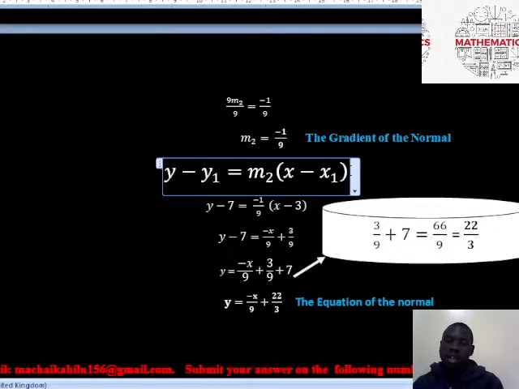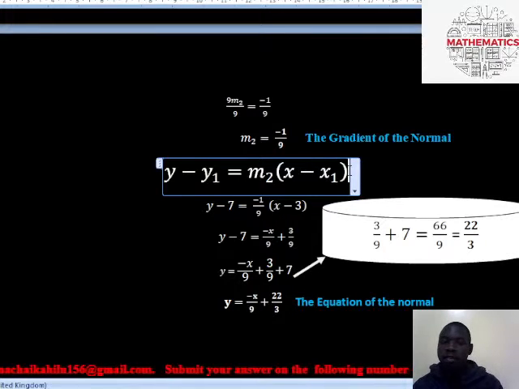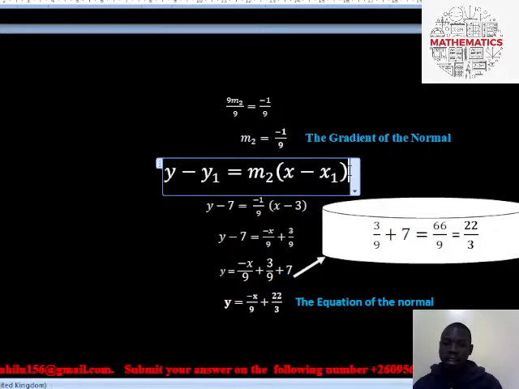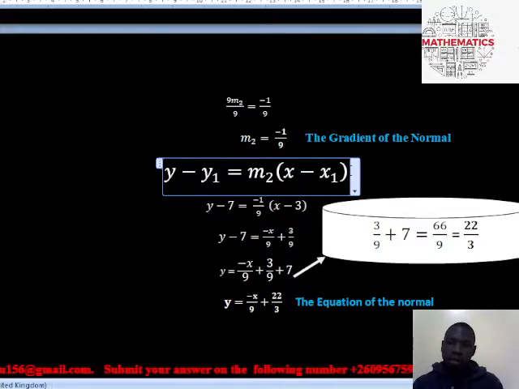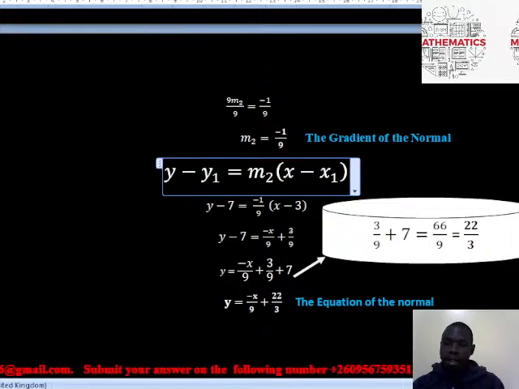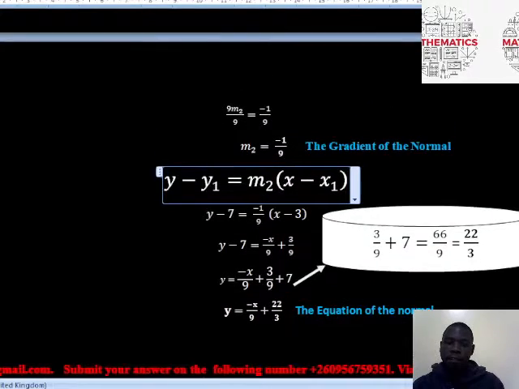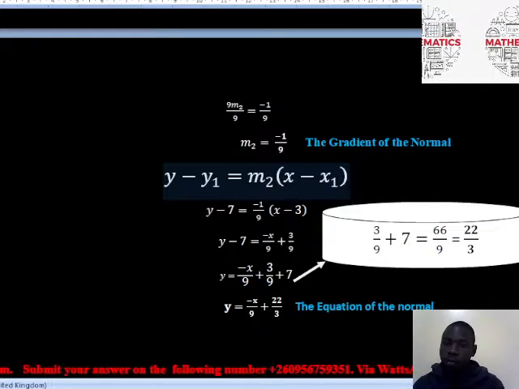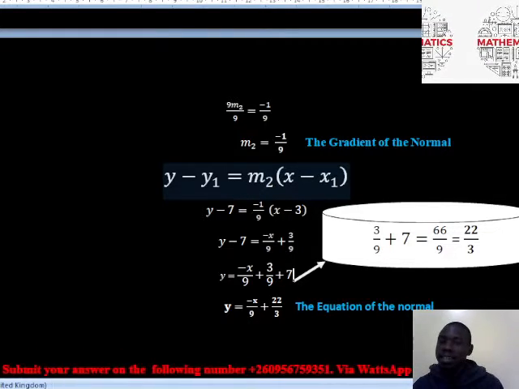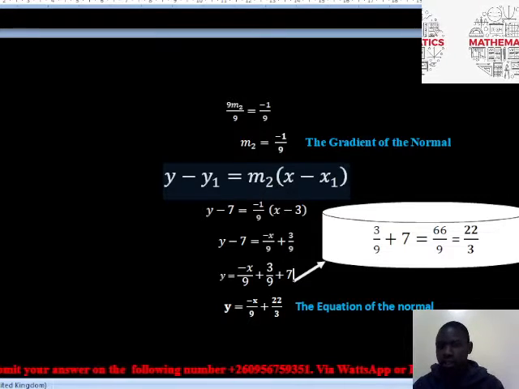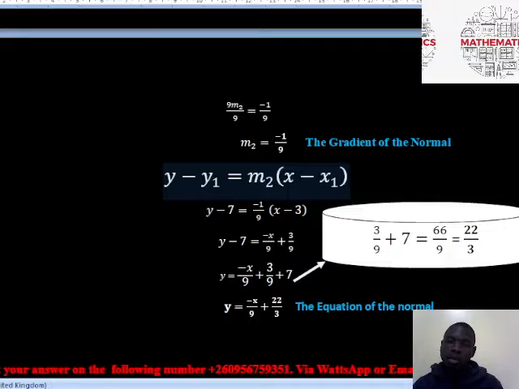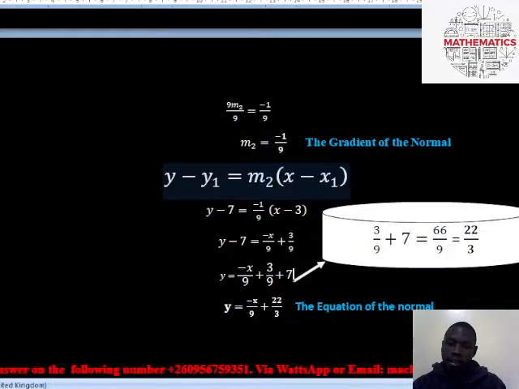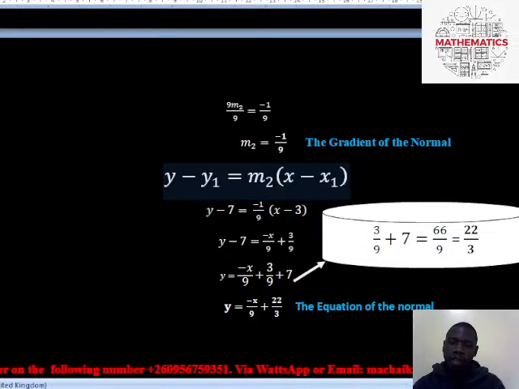x minus x1. So as usual, y1 represents the value of y, and x1 represents the value of x. Since we have all this information, now we can replace. Where there is y1, we put the value 7. The value of x1 is 3. So where there is y1 we put 7, where there is x1 we put 3. So that brings us there.